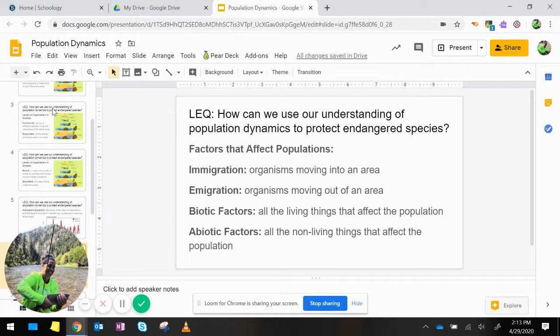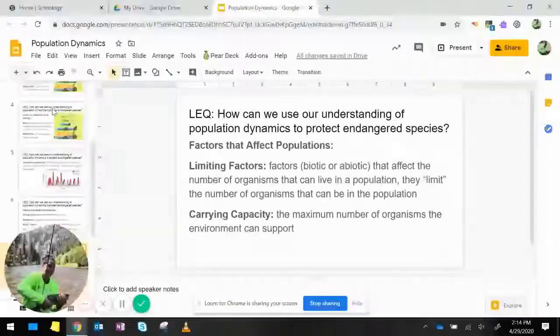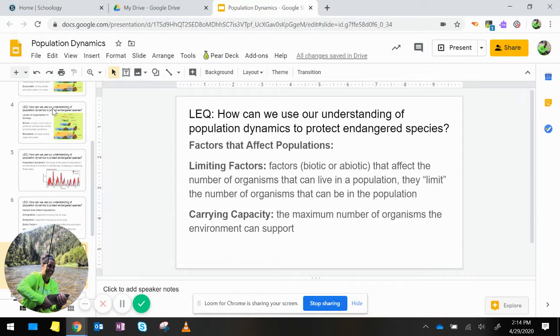When we start looking at the factors, we can have biotic factors or abiotic factors affecting the populations of organisms. Biotic factors are all the living things that affect the populations. Abiotic factors are all the non-living things that affect the population. So when we start looking at factors that affect populations, limiting factors are factors, whether they're biotic or abiotic, that affect the number of organisms that can live in a population. They limit the number of organisms that can be in the population. That's why they're called limiting factors.